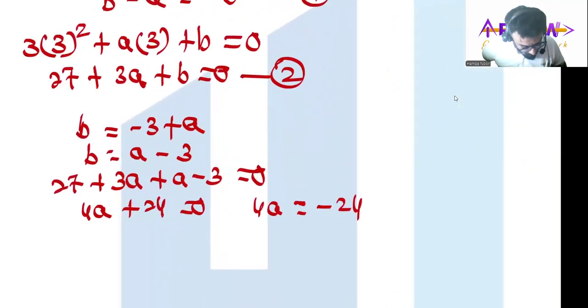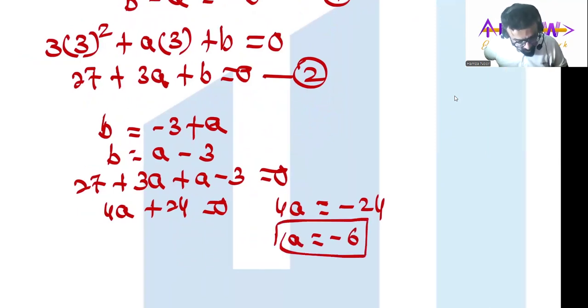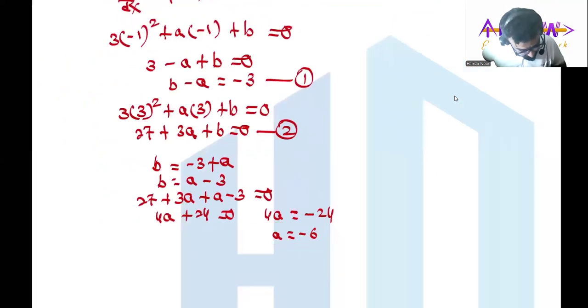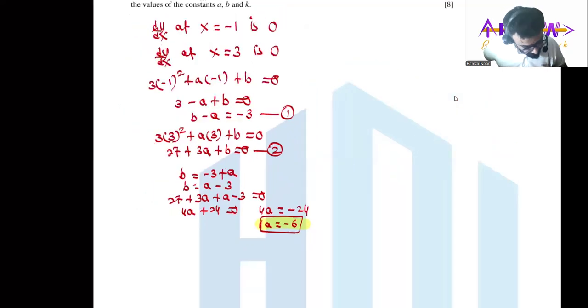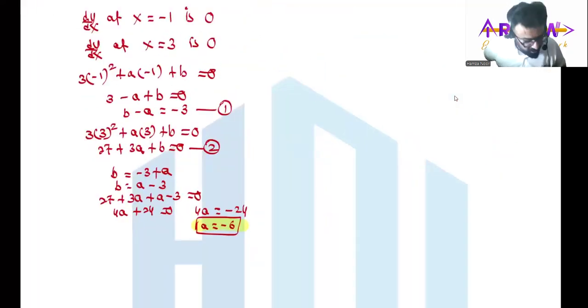Therefore, a is equal to -24 over 4. a is equal to -6. The value of a over here is a equals -6. Okay, and now what we are going to do is find the value of b.